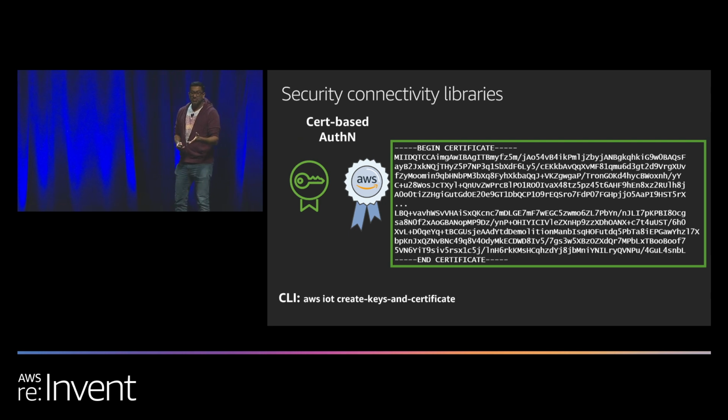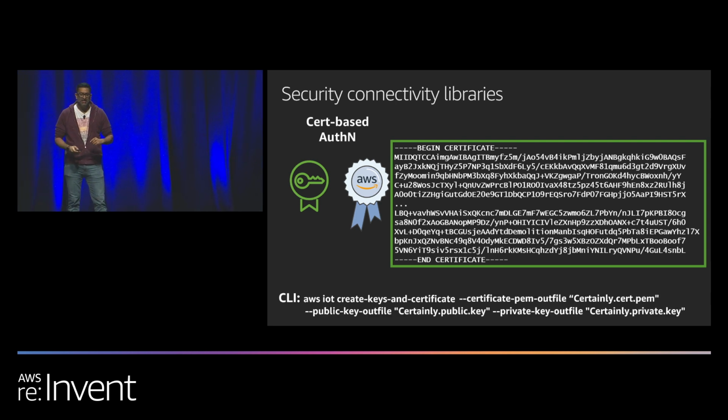This is an example of how you would create it using the command line interface, or CLI. So aws iot create-keys-and-certificate, and you can see here, I'm actually naming the files. In this case, I've put "certainly", for a bit of a pun, if you know what I mean. And we're doing the certificates and the private keys and the public key, and you can see I've given it a similar naming scheme across the board.